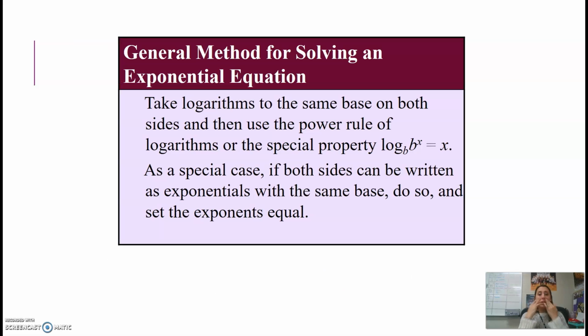So the last thing I want to cover today is a recap or a generalization. What we want to do is take logarithms to the same base on both sides and then use the power rule or a special property rule to solve. As a special case, if both sides can be rewritten as exponentials to the same base, we should do so, and then we'll set the exponents equal to each other. So we just did a couple of examples of both of those.